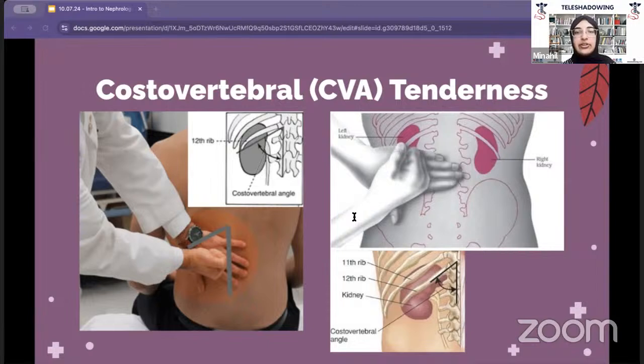But with your other hand, you'd make a fist, and then using the ulnar or pinky side of the fist, you would strike back like this off the hand that's over the CVA. This motion should be firm but controlled. It's typically done once or twice, depending on the clinician or the patient's pain, if there is any.